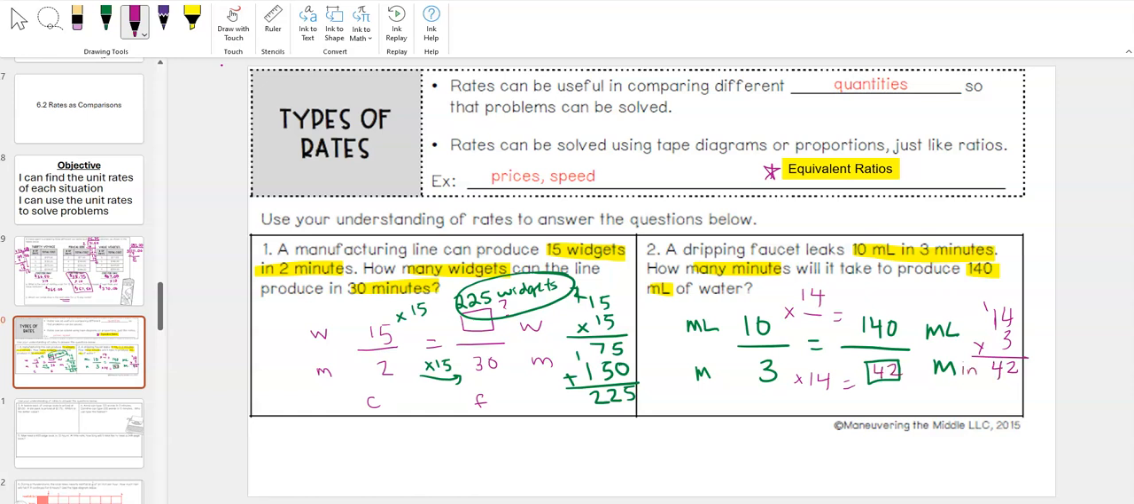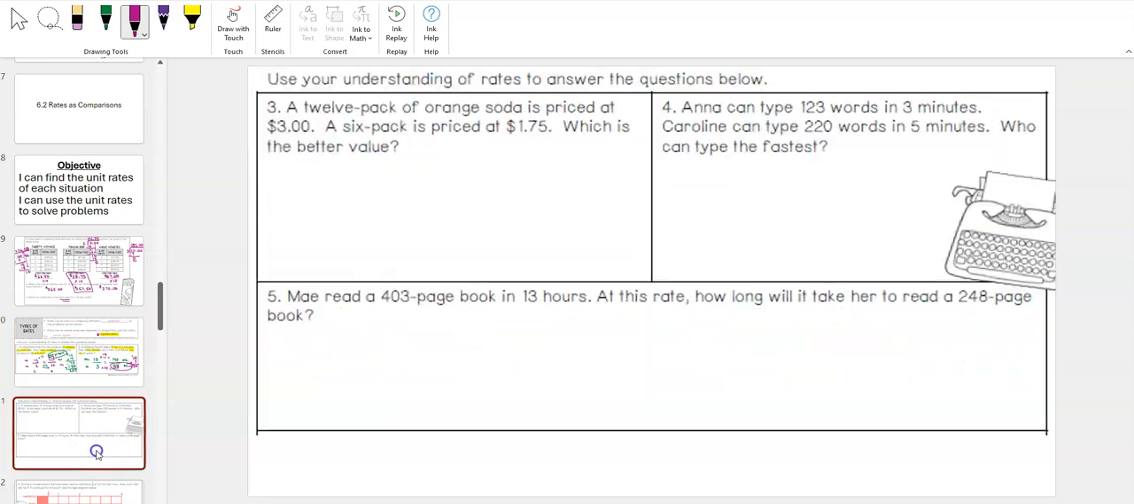Forty-two minutes to produce 140 milliliters. Okay. Now in this one, we're going to be comparing these rates and seeing who's better. We have to answer questions like which one's the better value or who can type fastest.